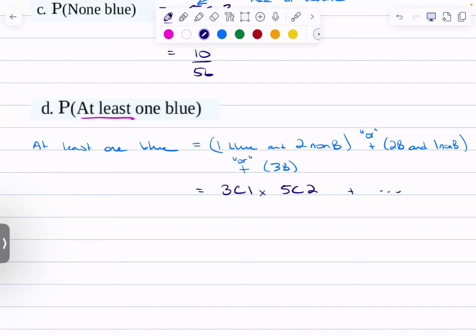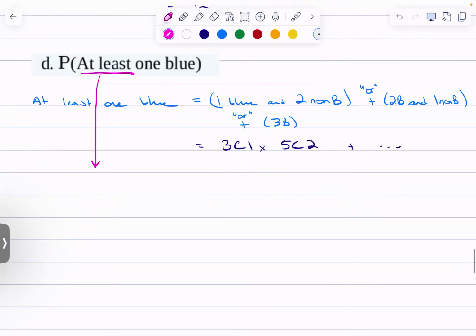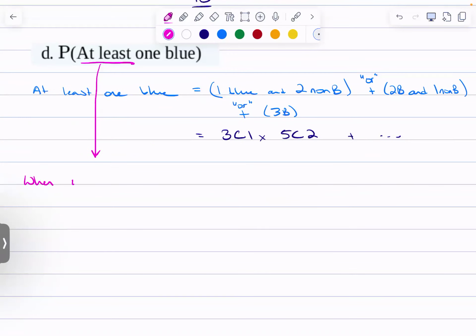Which I usually like. Usually I like tedious things, so that means I can feel good about what I'm doing. I know what I'm doing. But at least that triggers me into thinking about, okay, well, what about the complement? Right? Usually it's easier to calculate the complement. So when we see at least, it is usually easier to consider the complement.